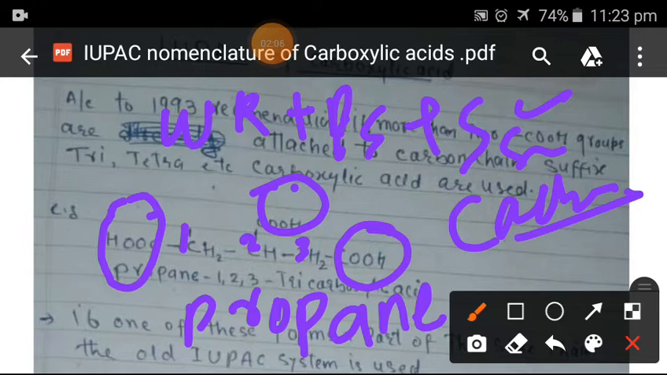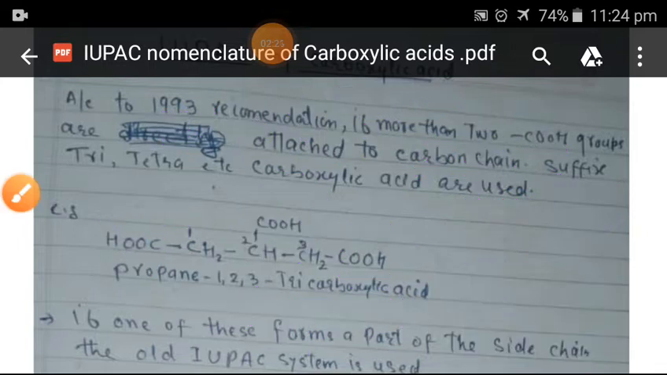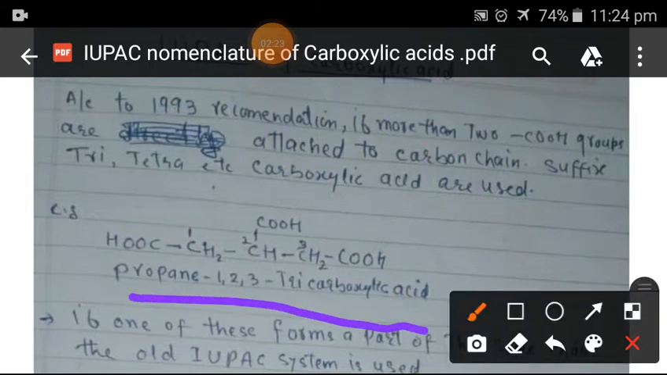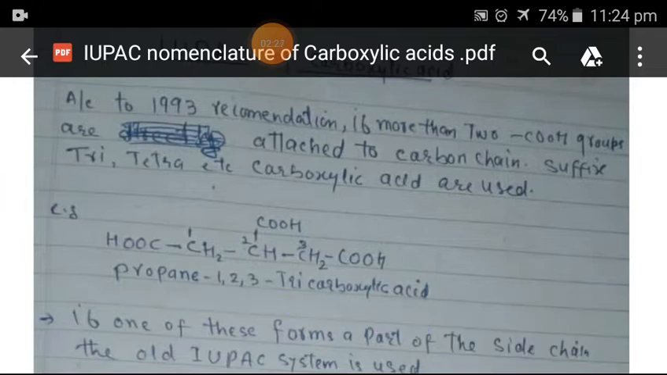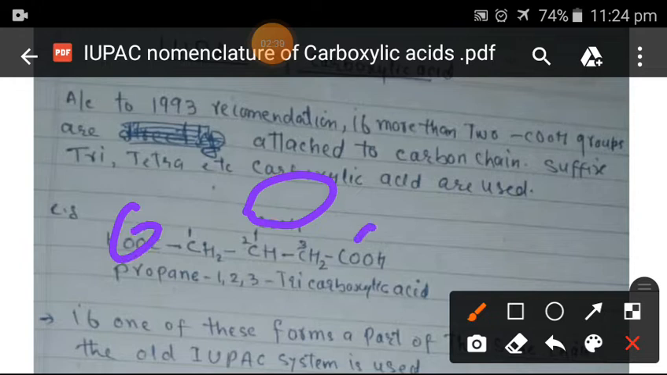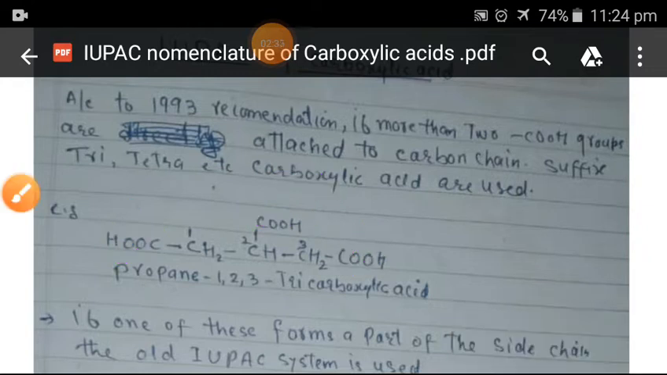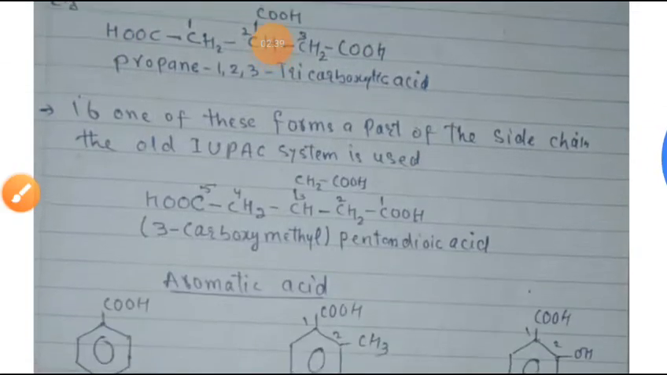So you will also indicate the position of these carboxylic groups, which is 1, 2, and 3. So you write propane-1,2,3-tricarboxylic acid. So accordingly you will write the name of the molecule. The name of the molecule is propane-1,2,3-tricarboxylic acid. So you must remember that these are not included in the main chain when there are three carboxylic acid groups attached to the principal chain.